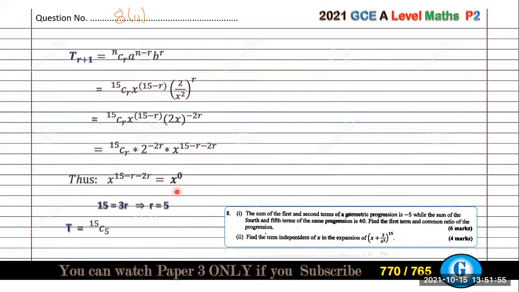So that term will be equal to 15 combination 5 times, you now put in the formula, 2 to the power minus 10. We are not using this x to the power whatever because all of this is equal to 1, right? X to the power 0, which is 1. So this term independent of x will be equal to 15 combination 5 times 2 to the power 2 into minus 2 into 5, and this gives us 3003 on 1024. So that is the term independent of x.